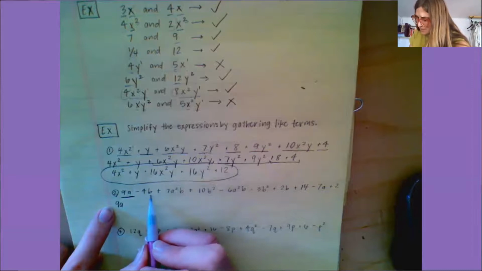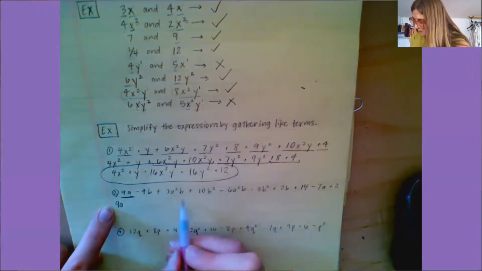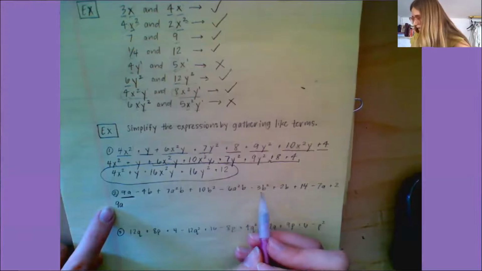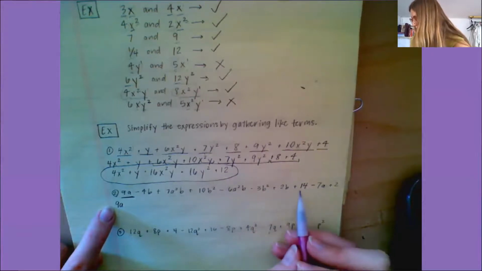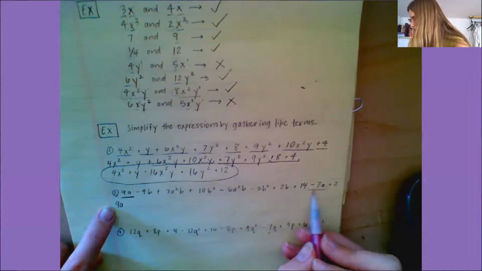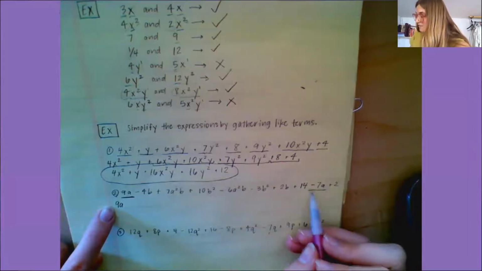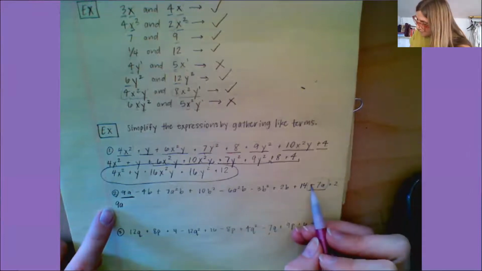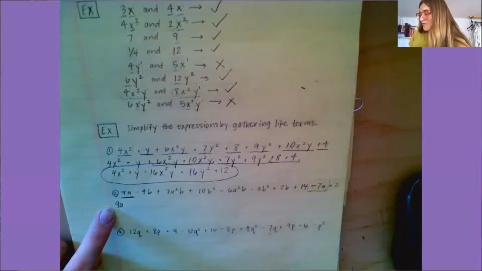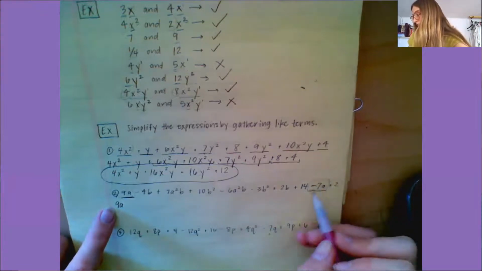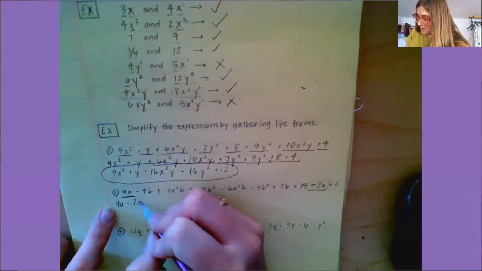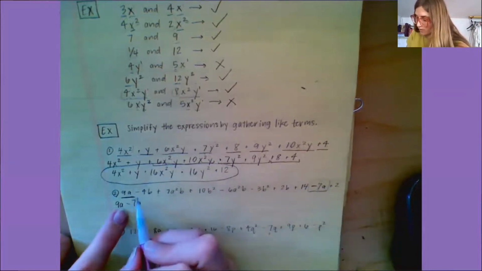The 4b, that's not alike, so I can't add it, can't add it, can't add it. Aha, but this one I can. That negative 7a. So when we have a subtraction sign, that gets included with this coefficient. So it's not just 7a, it's negative 7a. So do minus 7a. Okay, and then I'll move on to my next term.